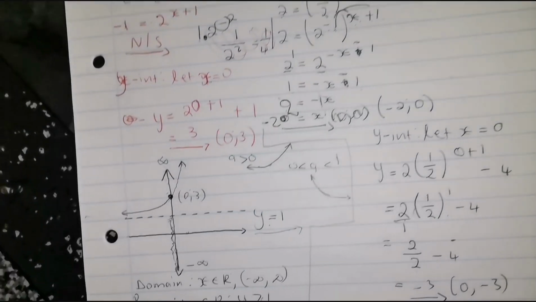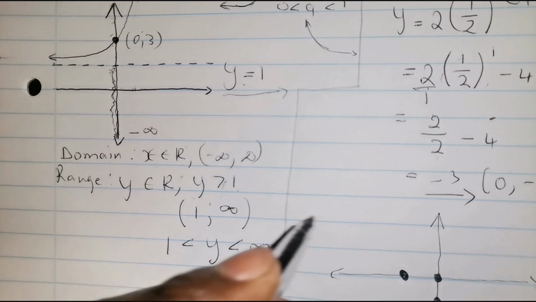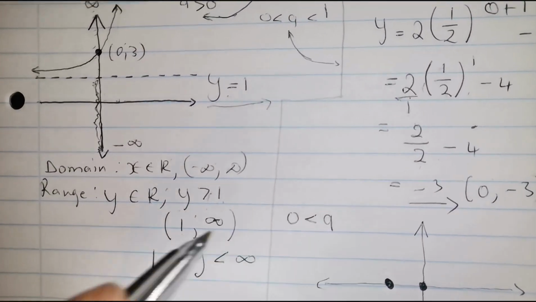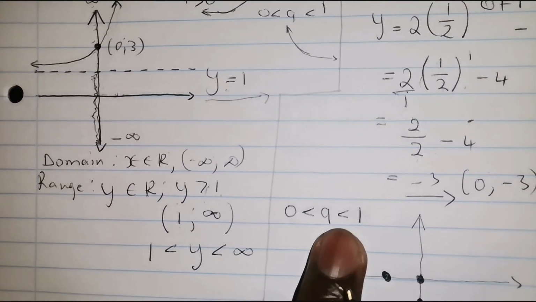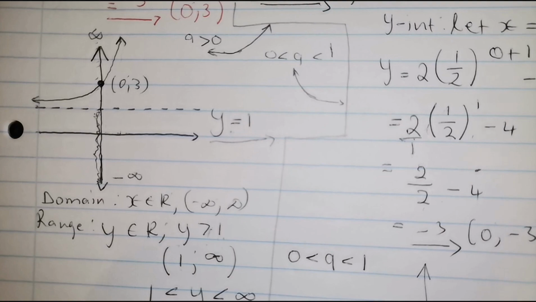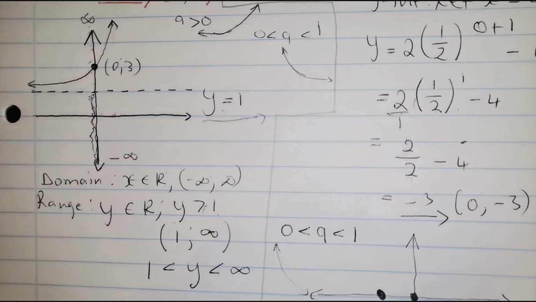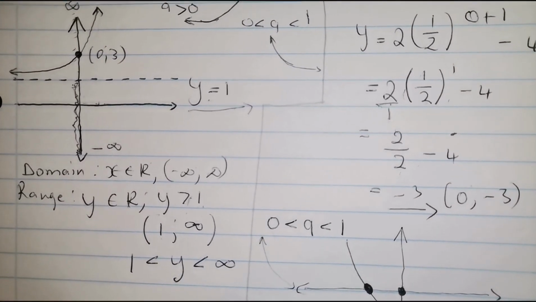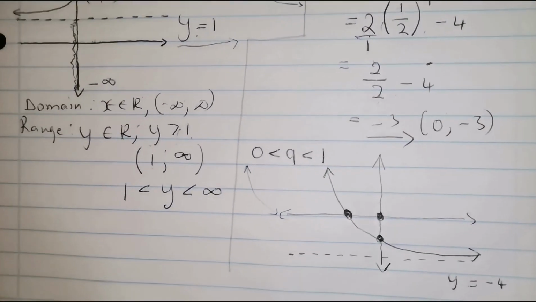So basically, when the value of a is bigger than 0, smaller than 1, I mean, when the value of a is between 0 and 1, that means our graph will be shaped like this. That means this graph is going to look like this. Guys, this is how our graph will look.